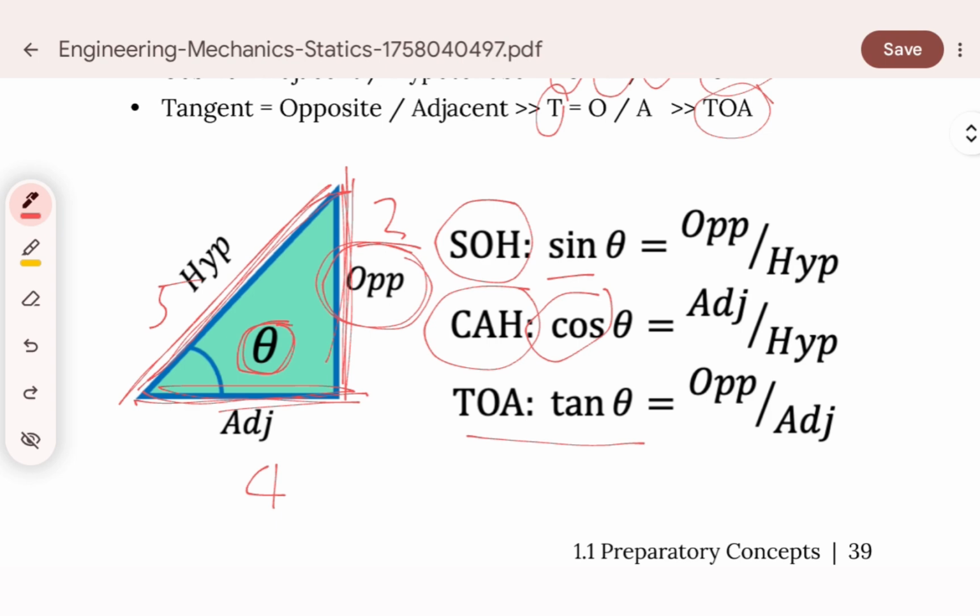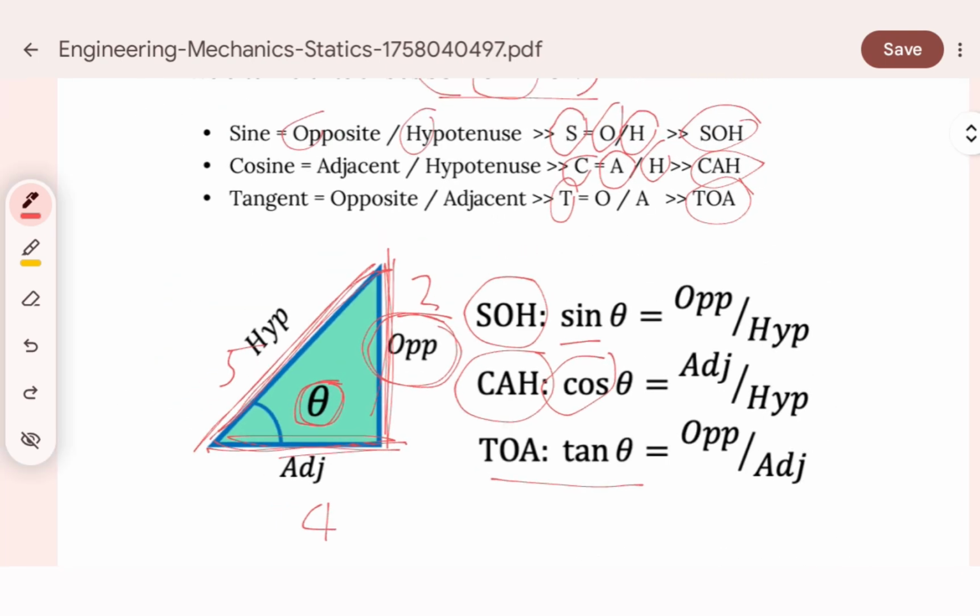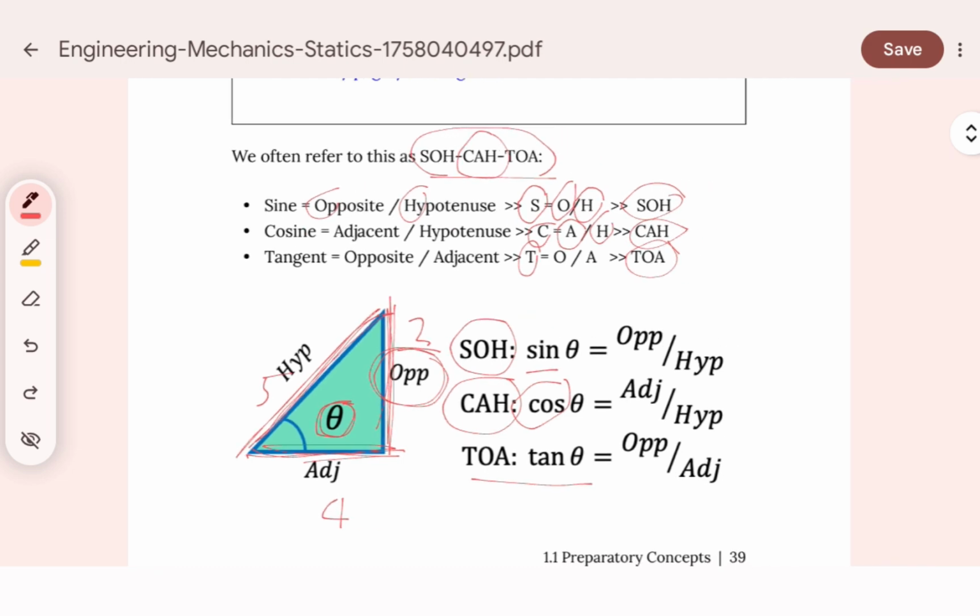So just remember the code. It's SOHCAHTOA.